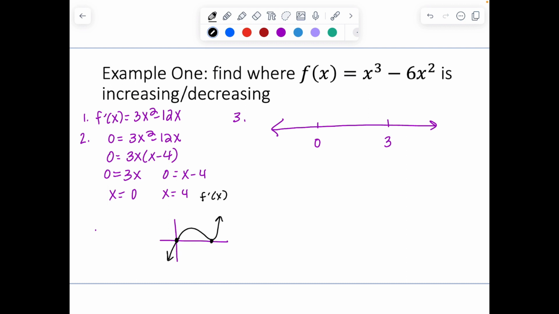But the big thing is the only time it could switch from positive to negative is it would have to go through these critical points. So it couldn't switch directions at 1 because there's not a critical point there. It doesn't go to 0 there. And so that's why the sign chart works the way that it does.